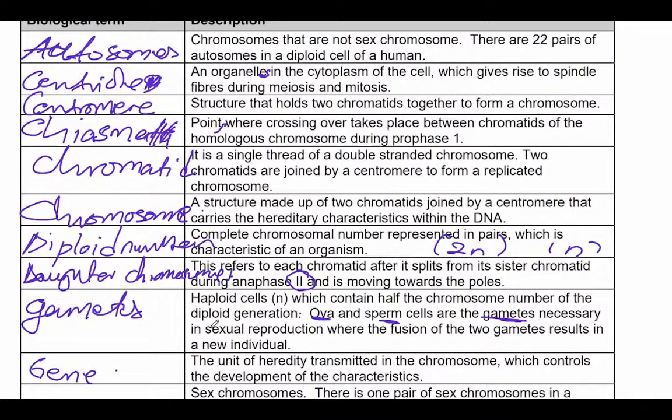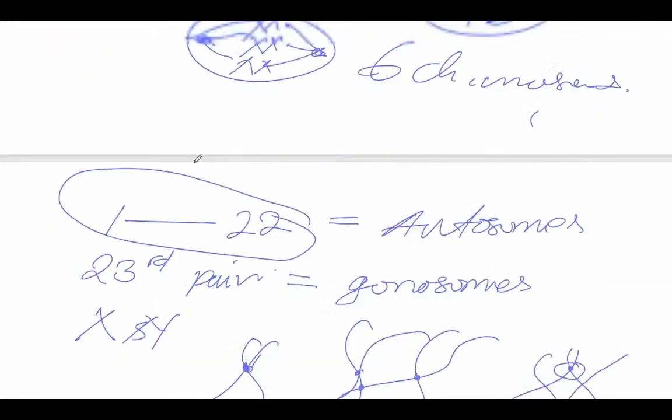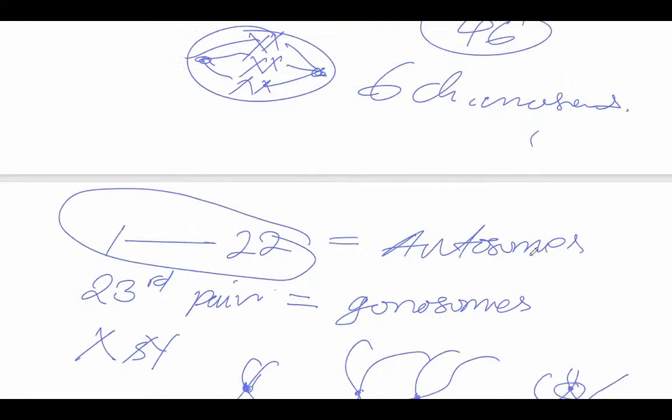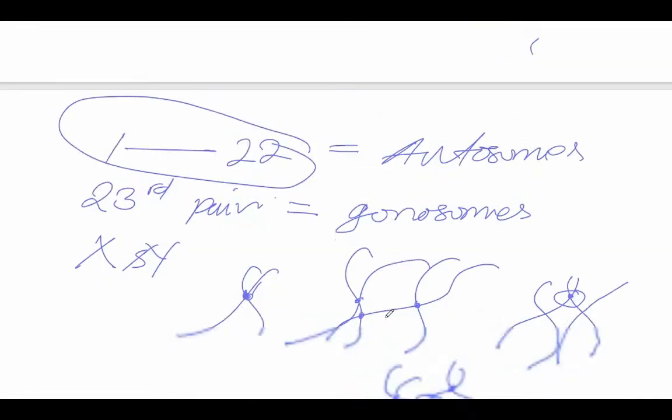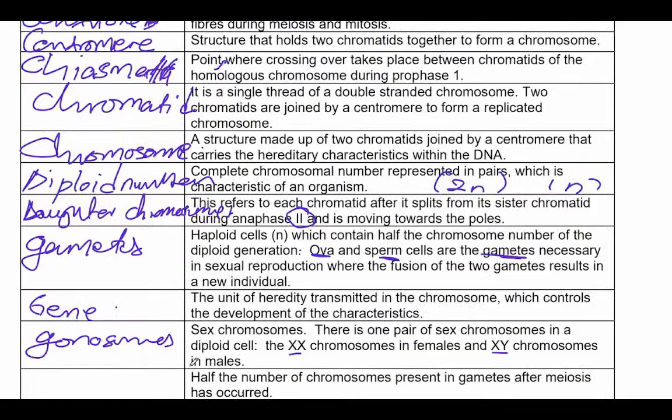Gene. Sex chromosomes. How do you call sex chromosomes? Basically either X and X or X and Y. So we call them gonosomes. Remember, I said it here when I was trying to describe it that 1 to 22 are called autosomes. The 23rd pair is called gonosomes, and they exist as X and Y. You see? Yes, that's what they're looking for here, gonosomes.